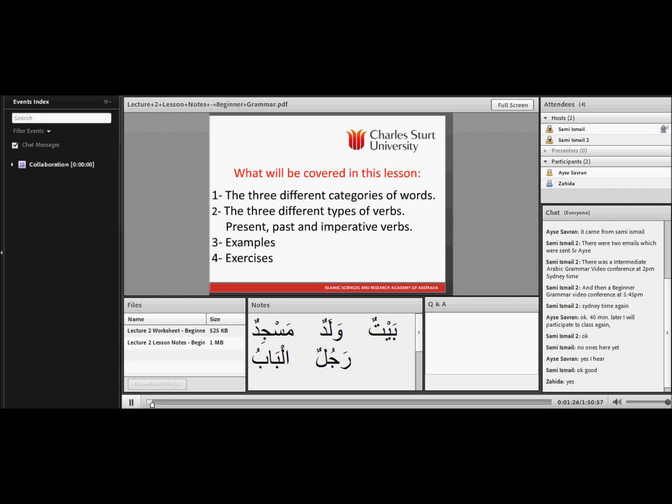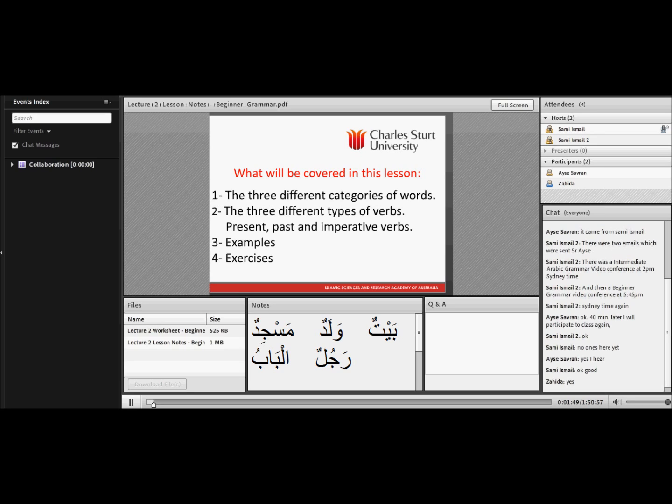So what will be covered in this lesson? The 3 different categories of words. So every language is constructed of words, and every language has a very broad category of different distinctions that words go into. So we're going to look at that in the Arabic language.